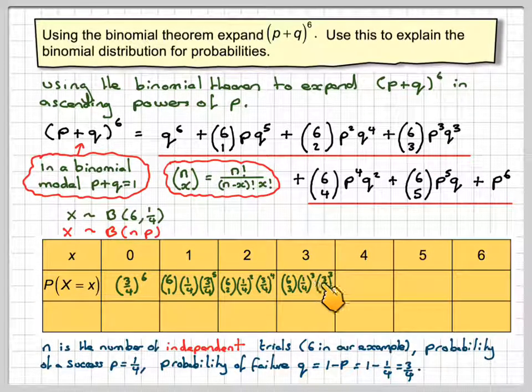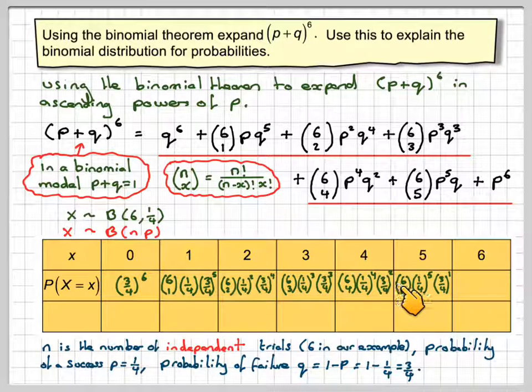6C3, 1/4 cubed, 3/4 cubed. And the next one, we consider this: 6C4, 1/4 to the 4, 3/4 squared. And for 5, we consider this one: 6C5, 1/4 to the 5, 3/4, and then 1/4 to the 6. What you should notice is that if you add the powers together, they are always equal to 6. And whatever goes here is the power of what goes here: 2, 3 cubed, 4 to the power of 4, 5 to the power of 5.